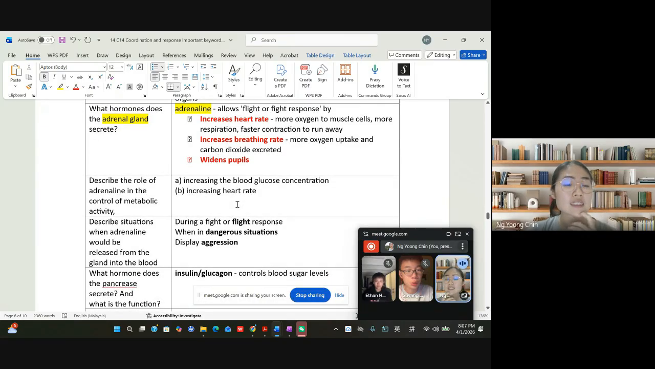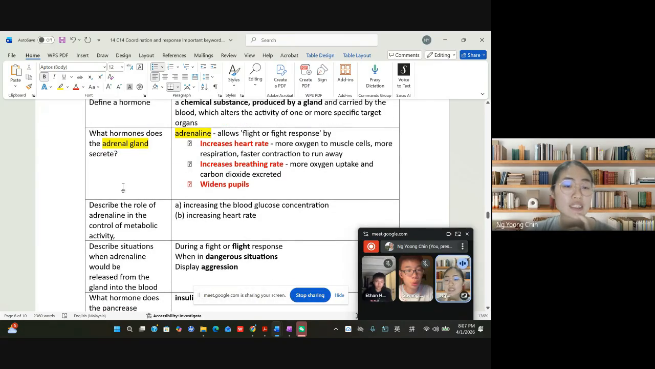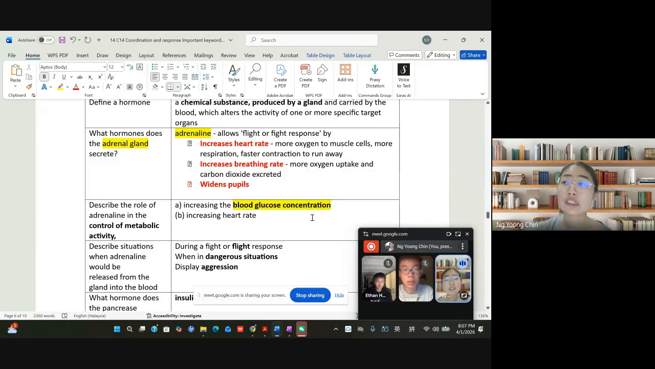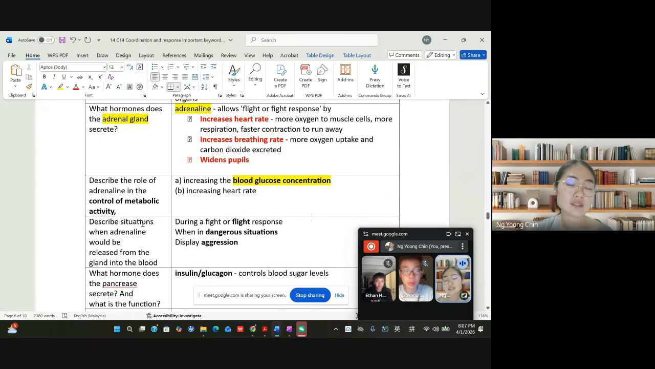And then another thing is, describe the role of adrenaline in the control of metabolic activity, right? Okay, so adrenaline, just remember there are 4 functions: increase heart rate, increase breathing rate, dilate pupil, and the last one is it will increase the blood glucose concentration. Your adrenaline can increase your blood glucose concentration, it can make your blood sugar level shoot up. So this is the effect of the adrenaline.